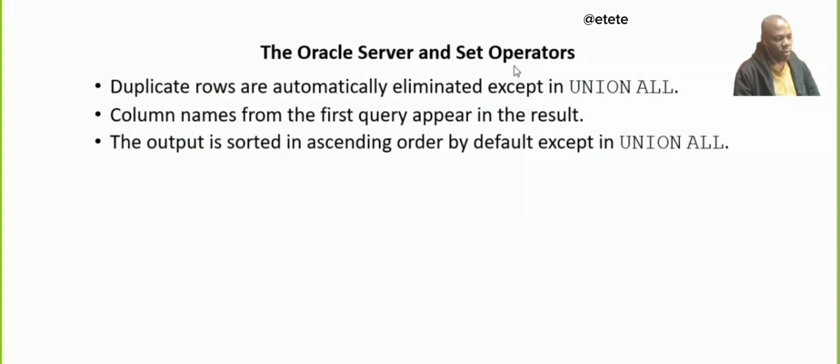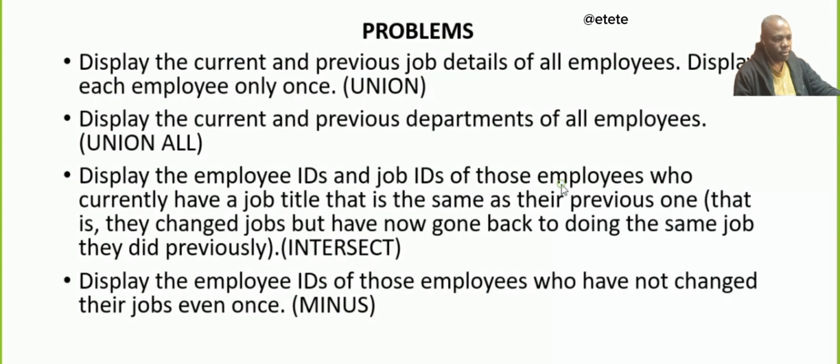Now, Oracle Server and the set operators. Duplicate rows are automatically eliminated except in UNION ALL. Column names from the first query appear in the result, meaning you are going to have two queries. Now, the output, what will be used as the column name of the output will be the column name of the first query. You will understand it when we do it practically. The output is sorted in ascending order by default, except in UNION ALL. So we'll also see that.